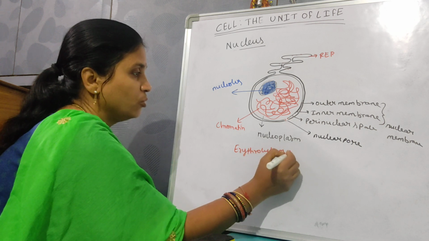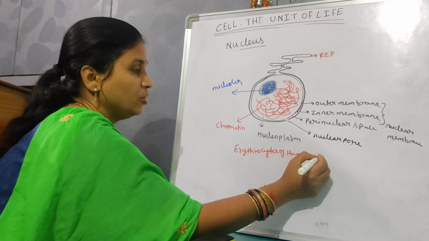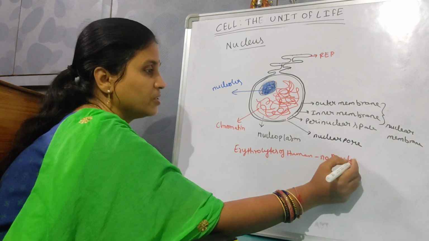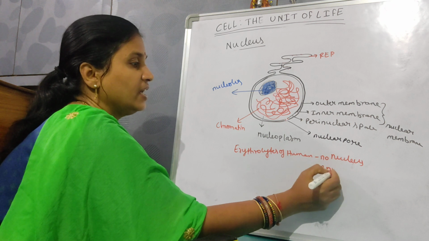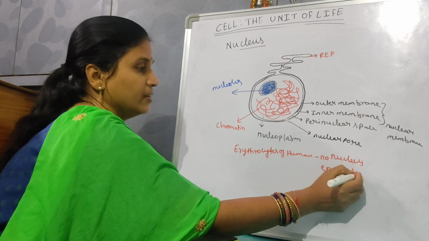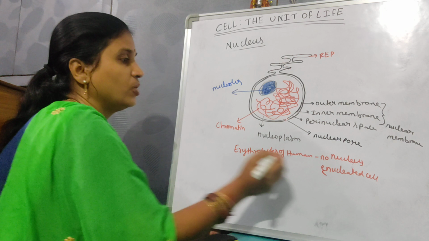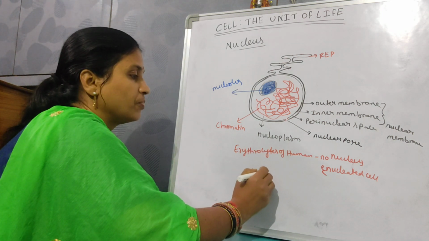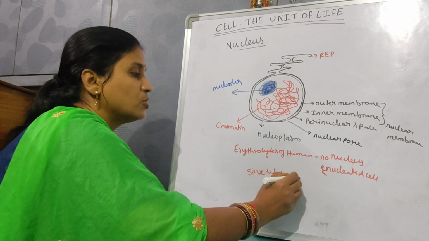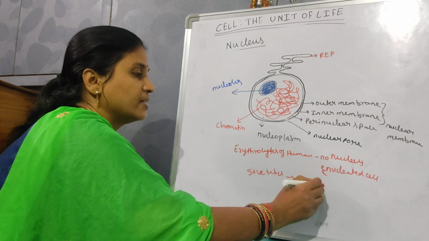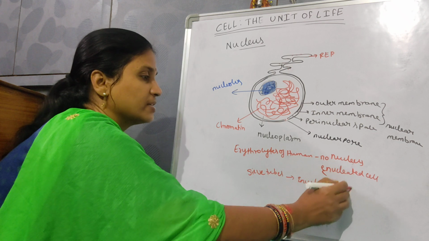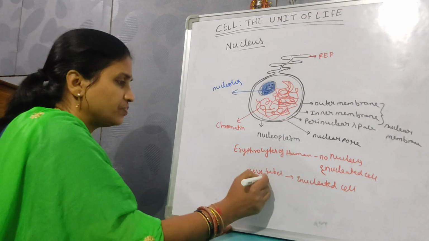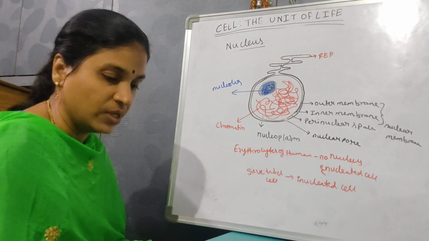Erythrocytes of humans lack the nucleus. There is no nucleus, so it is called an enucleated cell. Sieve tubes are also enucleated cells. They also lack the nucleus.